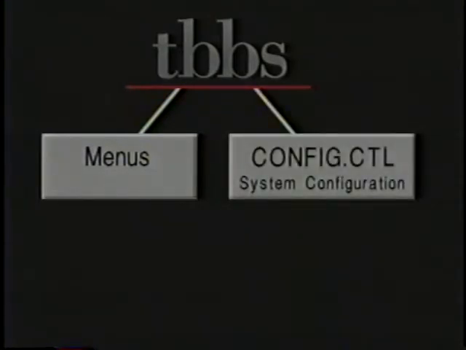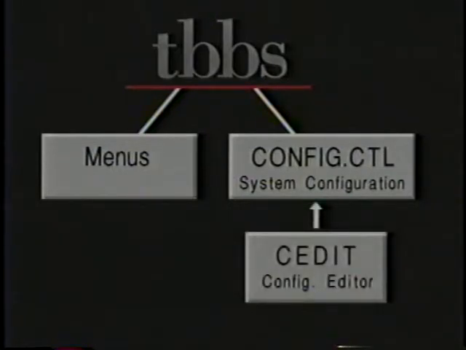The overall TBBS configuration, such as how many lines and what types of modems are defined, is contained in a file called config.ctl. Config.ctl is edited using the cEdit program as you saw us doing earlier. Together, config.ctl and your menus determine what your TBBS system looks like and what it does.